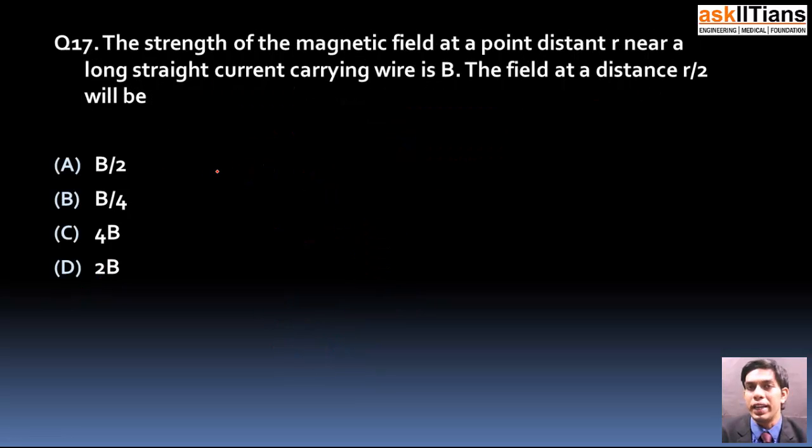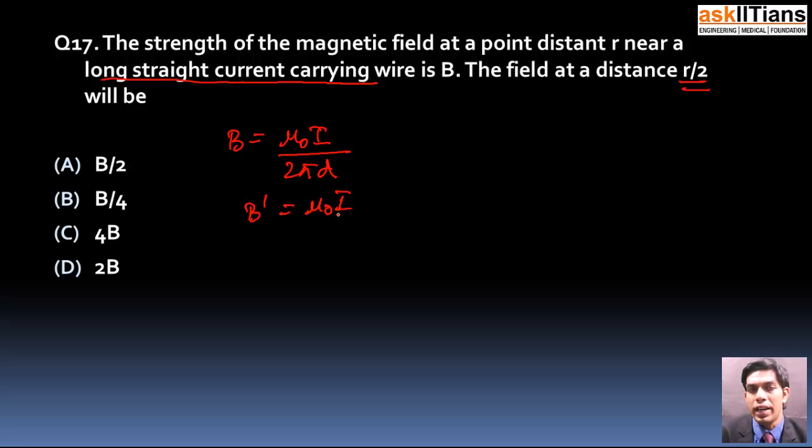The strength of the magnetic field at a point distance r near a long straight current carrying wire is B. The field at a distance r by 2 will be. So the magnetic field due to a long straight current carrying wire is given to be mu naught I, that is the current inside the wire, divided by 2 pi d. It's given that the distance is being decreased by half. So let's say B dash is equal to mu naught I divided by 2 pi r dash, where r dash is equal to r by 2.